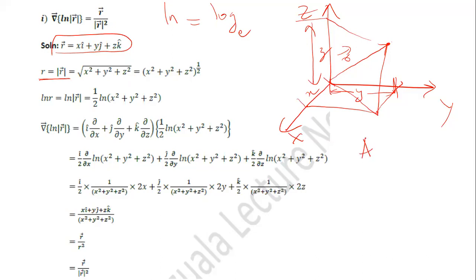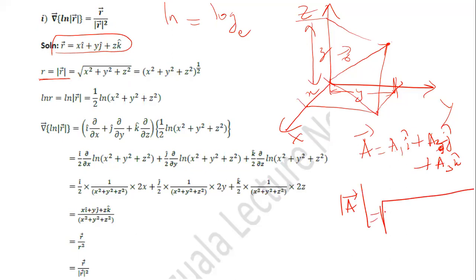Like if you have a vector a1 i cap plus a2 j cap plus a3 k cap, if you are going to take the magnitude, the magnitude of the vector is simply square root of a1 square plus a2 square plus a3 square. So I think everybody knows already. So that's how we take the magnitude.